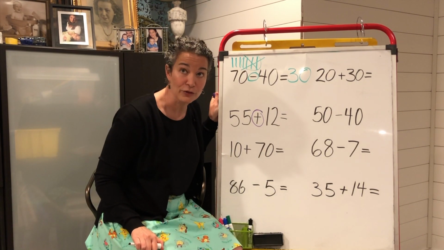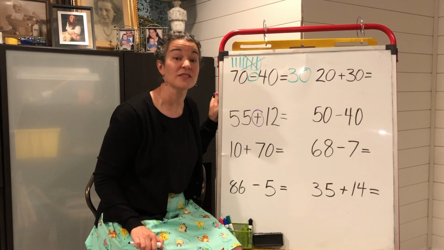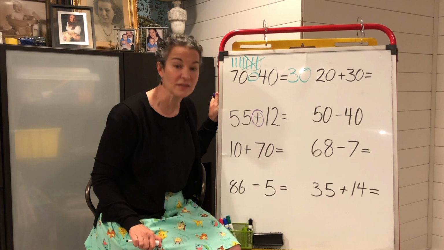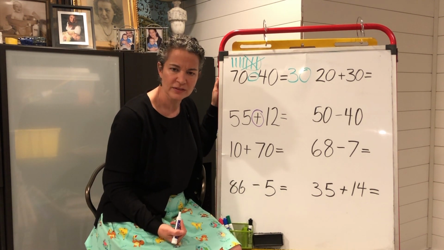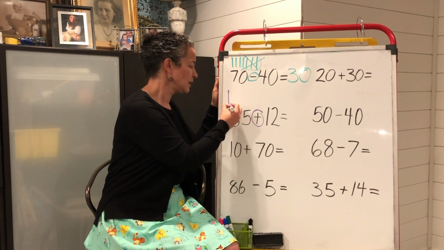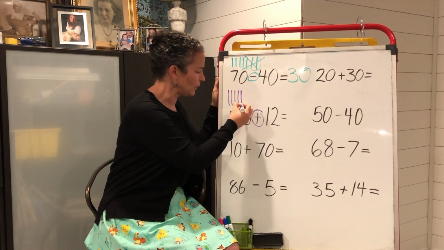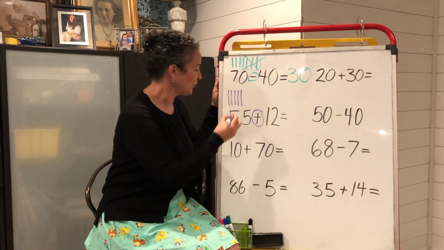Penny says the answer to an addition sentence is called the sum. S-U-M, sum. All right, my friends, 55. How many tens are in 55? Yeah, 5 tens. 10, 20, 30, 40, 50. And how many ones? 5 ones.